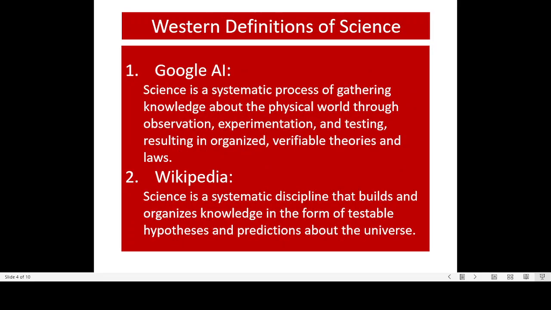Let's take a look at the existing definitions of science from the West. We pick two, Google AI and Wikipedia. All other definitions of science are similar. So all of them you can see here are qualitative, subjective. You cannot tell what is the requirement for the purpose or what is the purpose. You don't know here.